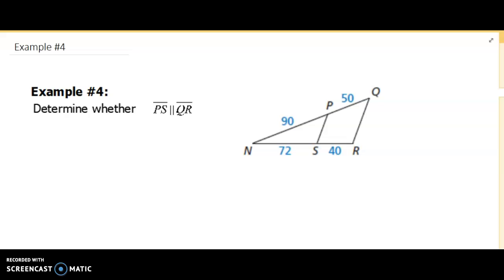All right, this is very similar to example number 3, so I'm going to let you try example 4 on your own, and then we'll go over it.